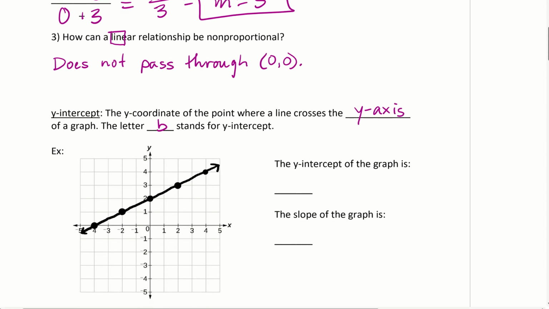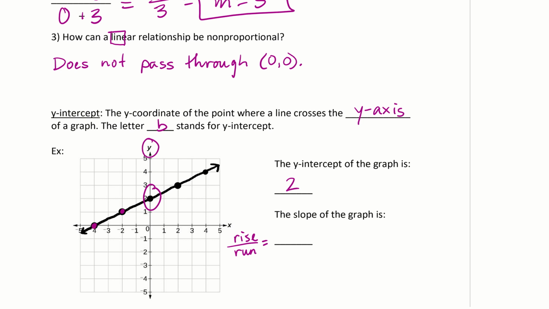If you look at the example, it says the y-intercept of the graph is, you should be able to see right here on our y-axis, we're crossing through at 2. In order to find the slope, remember, you're just doing rise over run. So if you want to write that down here, you can put rise over run equals, pick any 2 points, doesn't matter which ones. I'm going to pick these 2 here.